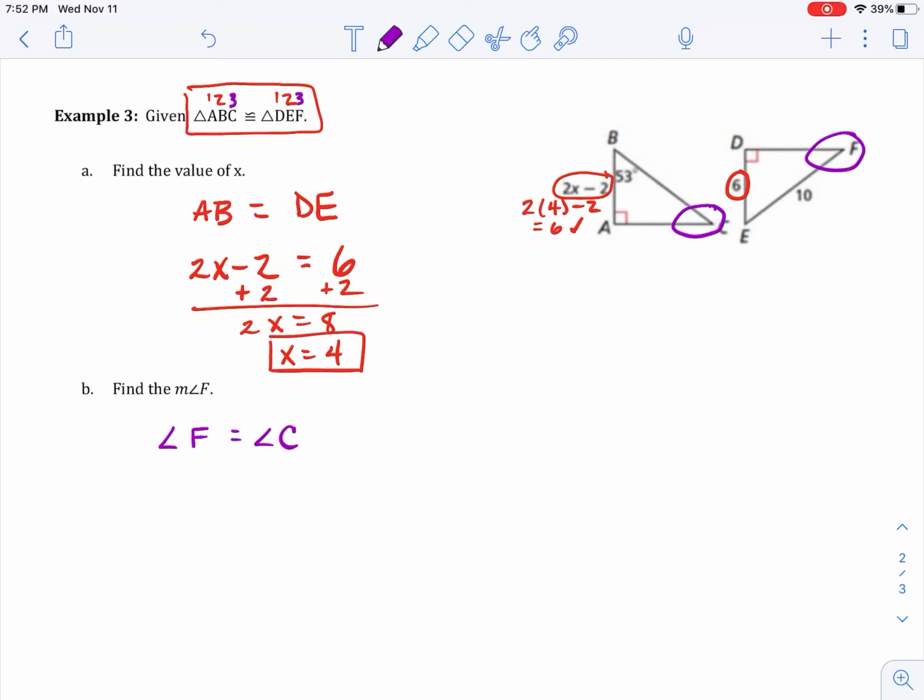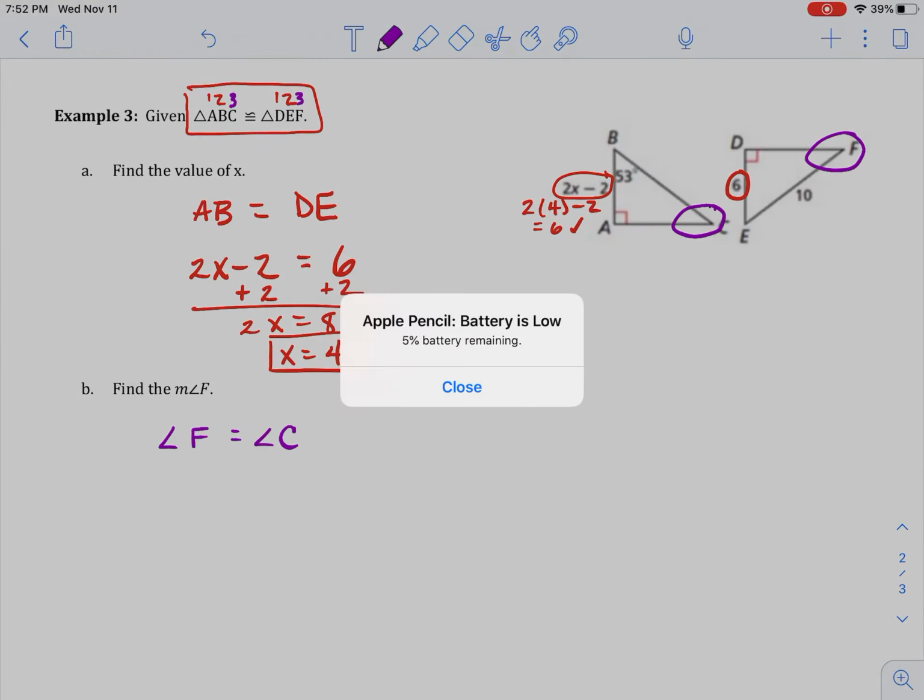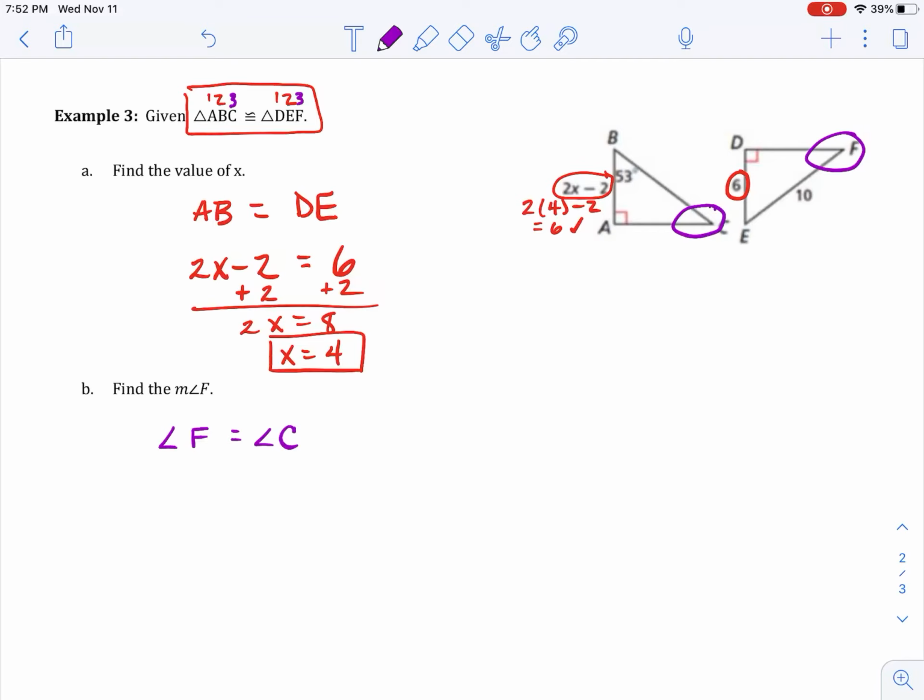If we think about one of the first sections we did in chapter 4, we know how to find the missing angle C, right? If this is 90 degrees and the angle B is 50 degrees, remember that triangles add to 180. So if we do 180 minus 90 minus 53, we are going to get 37 degrees. So now I know that angle C is 37 degrees, which means angle F would be 37 degrees. So angle F is going to equal 37 degrees.